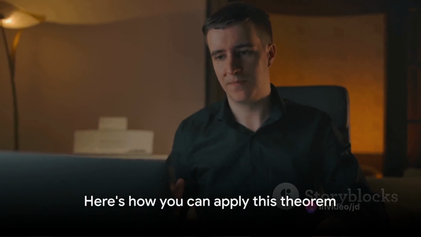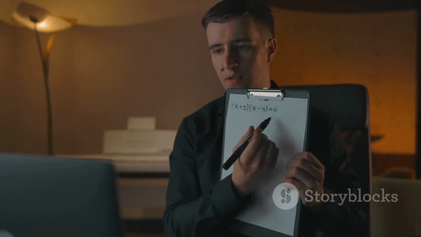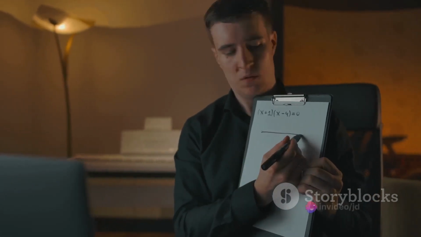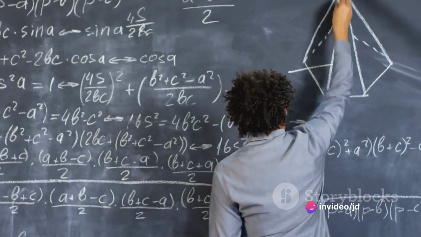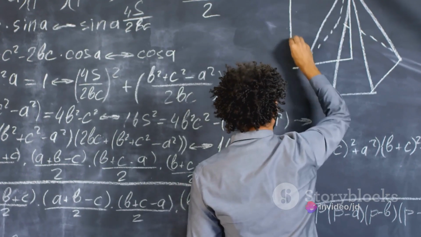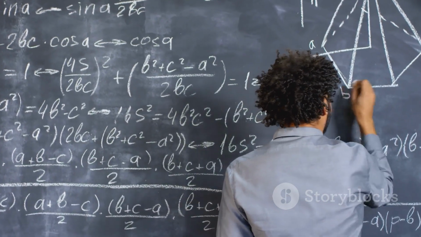Here's how you can apply this theorem. Suppose you have a right-angled triangle, and you know the lengths of the two sides but not the hypotenuse. By squaring the lengths of the two sides and adding the results together, you can find the square of the length of the hypotenuse. Then, to find the actual length of the hypotenuse, you simply take the square root of your result.